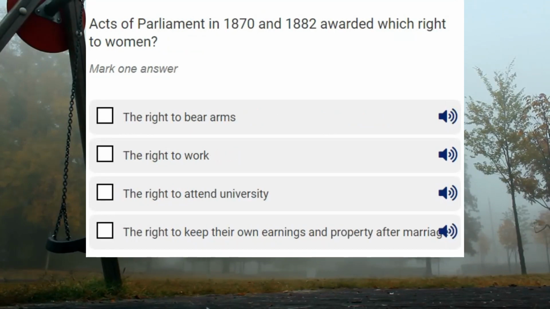Acts of Parliament in 1870 and 1882 awarded which right to women? The right to bear arms. The right to work. The right to attend university. The right to keep their own earnings and property after marriage. Correct answer: the right to keep their own earnings and property after marriage.